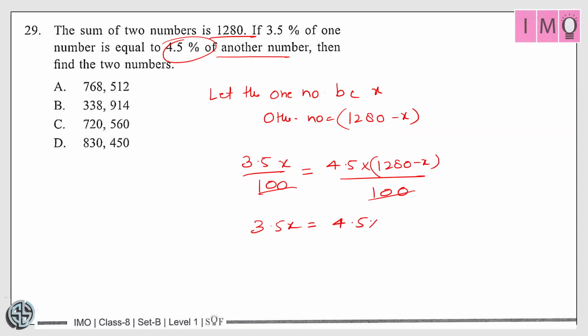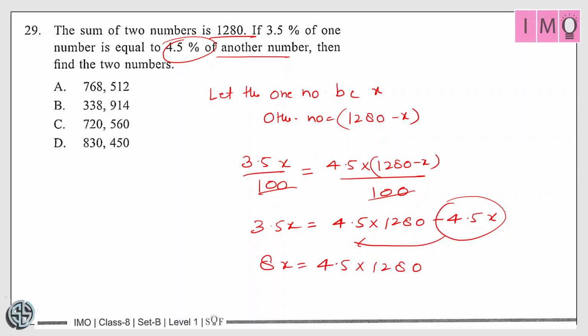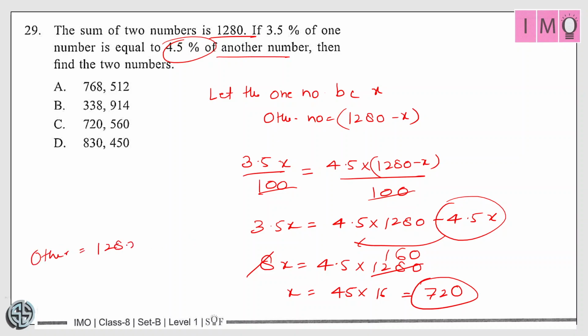3.5x, 4.5 into 1280 minus 4.5x, and it will come to that side. 4.5 plus 3.5, it will become 8x is equal to 4.5 into 1280. Now 8 will cancel out, so 8 1 8, 8 4 32... you will get 160. Now the value of x will become 45 into 16, that is 16 5s are 80, carry 8, 16 4s are 64, 8 72. So the first part will be this, and the other part will be 1280 minus x, which is 720. So option C will be the correct option, right?